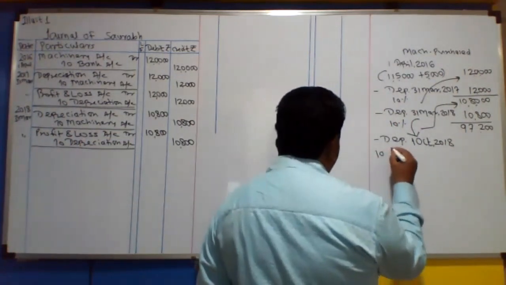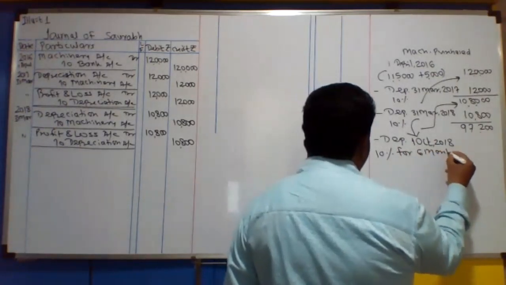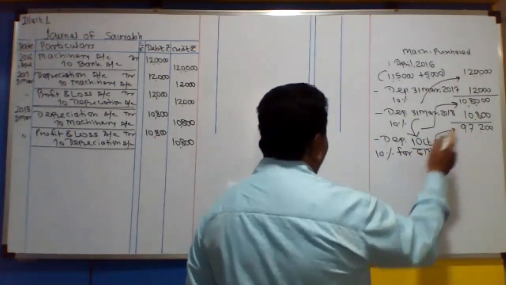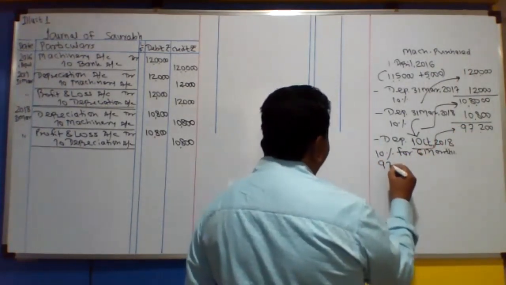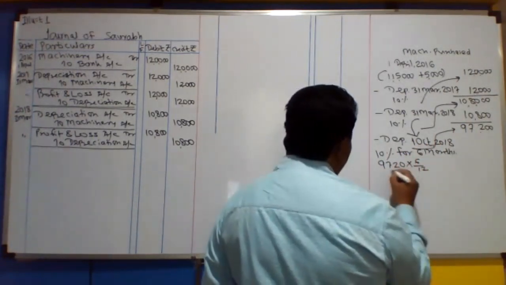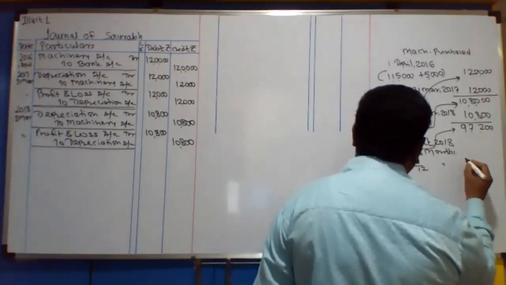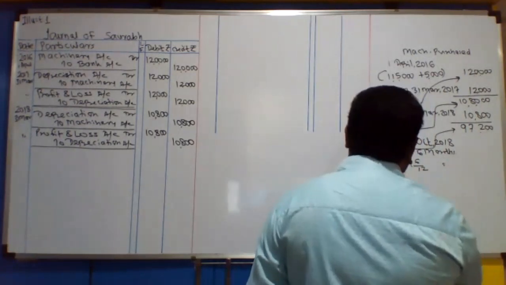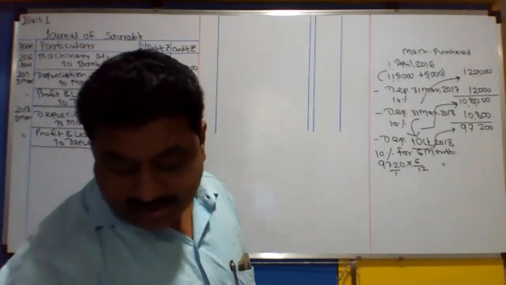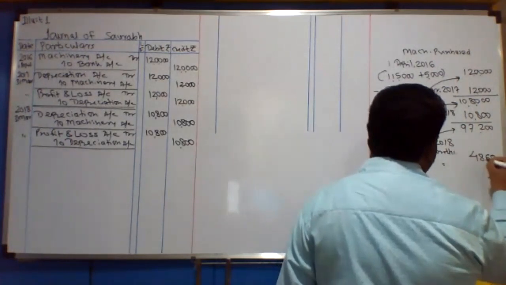Now we are going to calculate 10% depreciation for 6 months time on the balance. मतलब 97,200 का 10% कितना आएगा? 9720 into 6/12, मतलब हाफ करना पड़ेगा. So the depreciation is 4860.